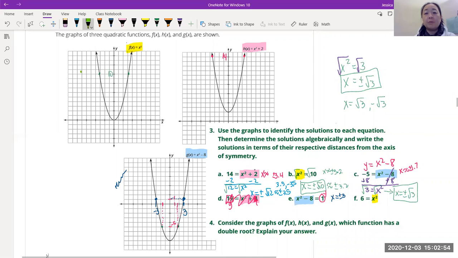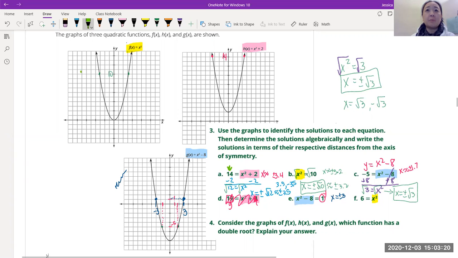So if you take a look at letter A, this is x squared plus 2, so that represents this function right here. And we want to know what x would be if, instead of y, we plugged in 14. So we went all the way up to 14 and we're like, okay, what would x be? Because all the answers are here. So when y is equal to 14, what is x equal to?